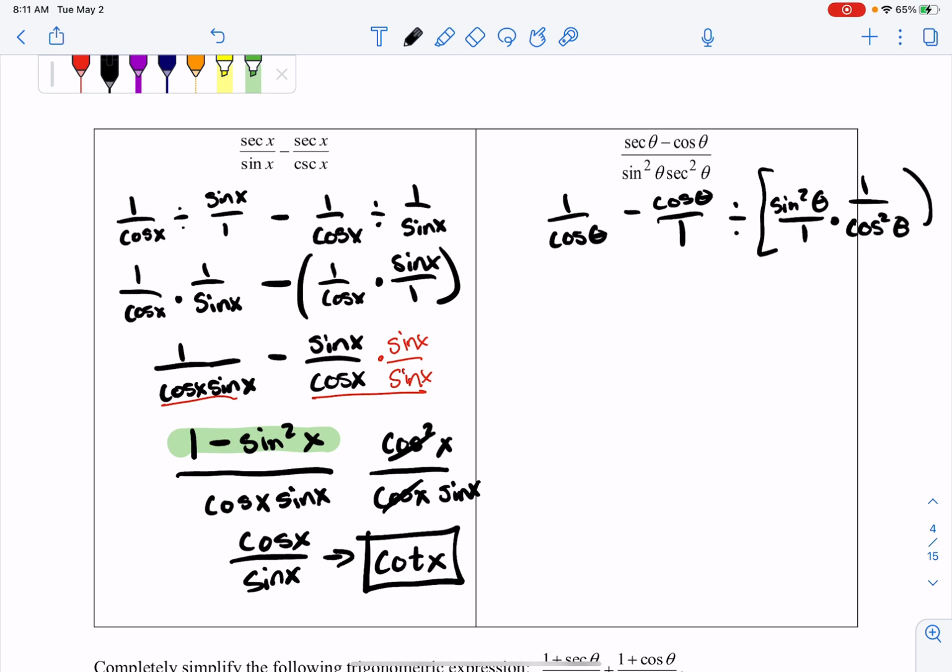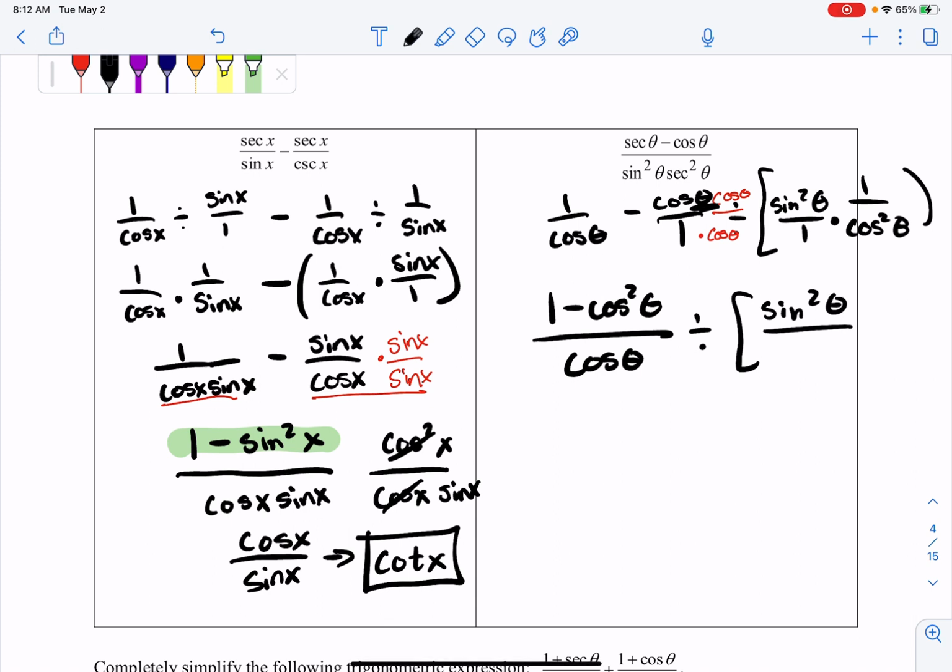All right, we can put this over 1 as well. Okay, so we are subtracting here, so we need a common denominator. So we need this to be cosine theta in the denominator. So I have to multiply by cosine theta over cosine theta. So on the left, we're going to have 1 minus cosine squared theta all over cosine theta. We had a common denominator, and then these two became squared. And then this is all being divided by this business, which is going to simplify when I multiply across the top, multiply across the bottom to sine squared theta over cosine squared theta.